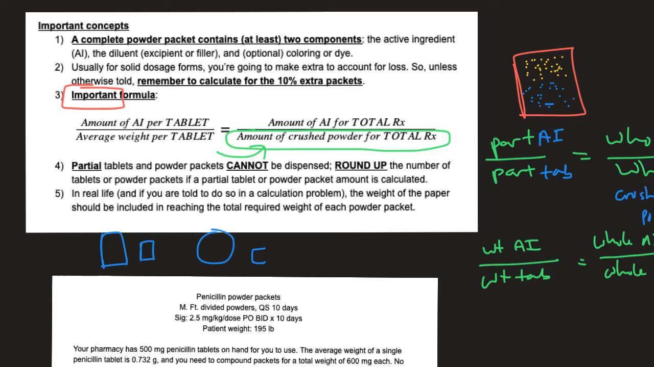And number 5, in real life, and if you're told to do so in a calculation problem, you're going to account for the weight of the paper in accounting for the total weight of each powder packet. As I said earlier, the powder packet contains at least 2 ingredients for weighing, the active ingredient and the diluent. However, in real life, to get the total powder packet weight, and if you're told to do so in a calculation problem, you're going to account for the weight of the paper also. That holds the powder packet together.